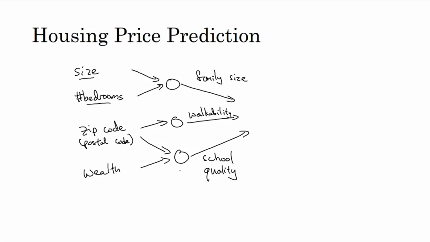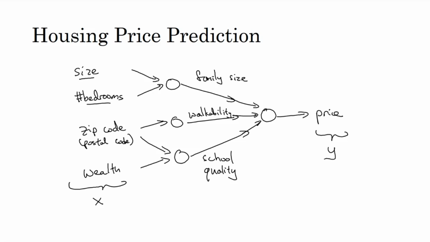So each of these little circles I'm drawing can be one of those ReLU, rectified linear units, or some other slightly nonlinear function, so that based on the size and number of bedrooms, you can estimate the family size. Based on zip code, estimate walkability. Based on zip code and wealth, you can estimate the school quality. And then finally, you might think that, well, the way people decide how much they're willing to pay for a house is they look at the things that really matter to them, in this case, family size, walkability, and school quality. And that helps you predict the price. So in this example, X is all of these 4 inputs, and Y is the price you try to predict.